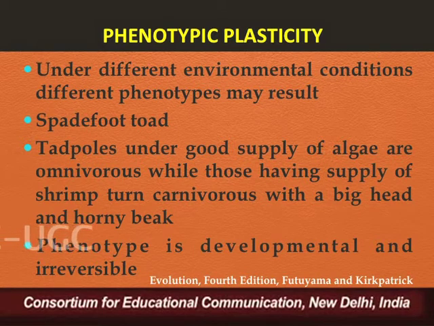Whatever changes are happening here, these are developmental and irreversible changes. So once a tadpole has become omnivorous, it cannot become carnivorous, and once it has become carnivorous, it cannot revert back to omnivorous. So herein there is a type of plasticity. Plasticity means a specific environmental factor causes the phenotype to become either carnivorous or omnivorous.